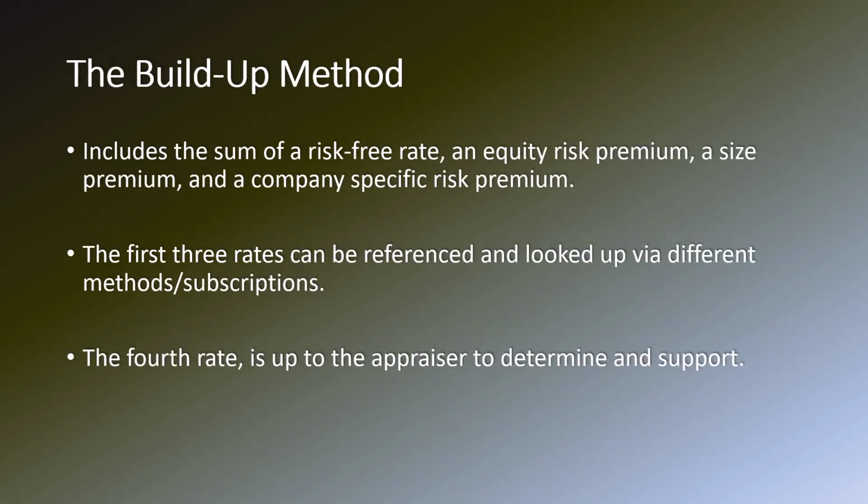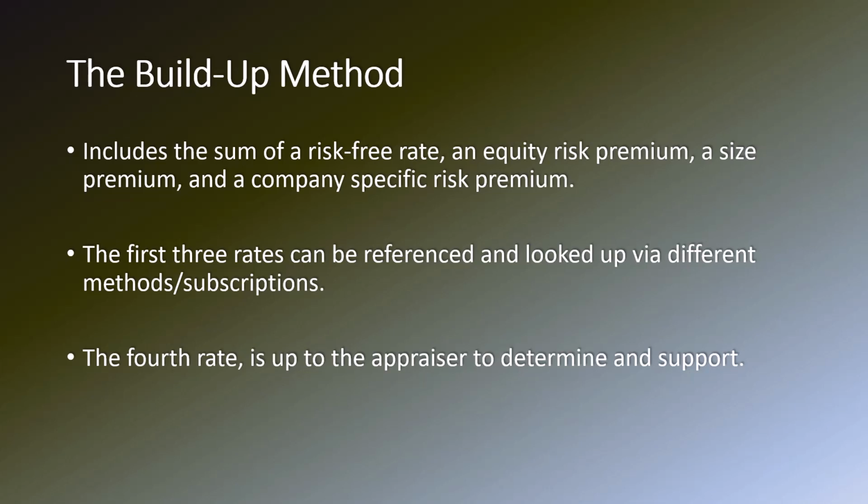So the build-up method consists of a sum of four different risk rates that you just add up together: the risk-free rate, an equity risk premium, a size premium, and then a company-specific risk premium. Now there's some discussion about size premiums, and that's outside the scope of this video. We'll talk about that some more at a later date.